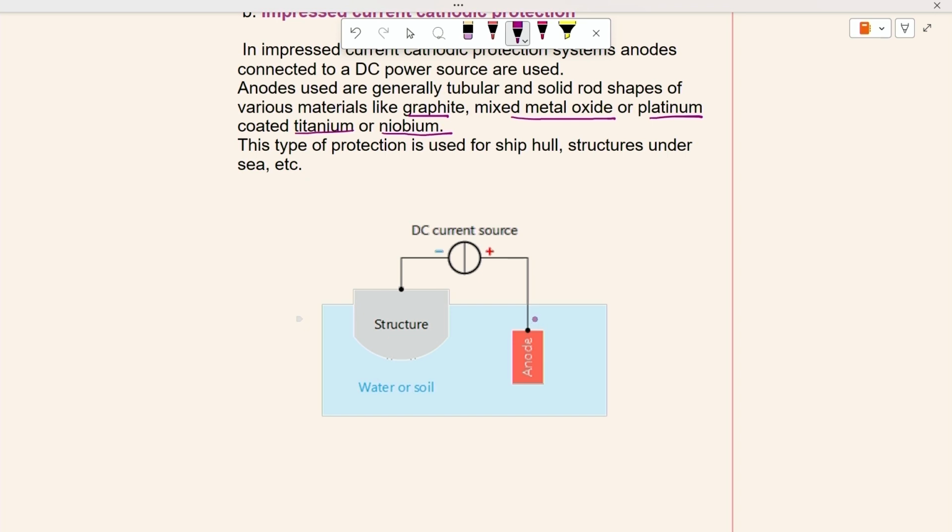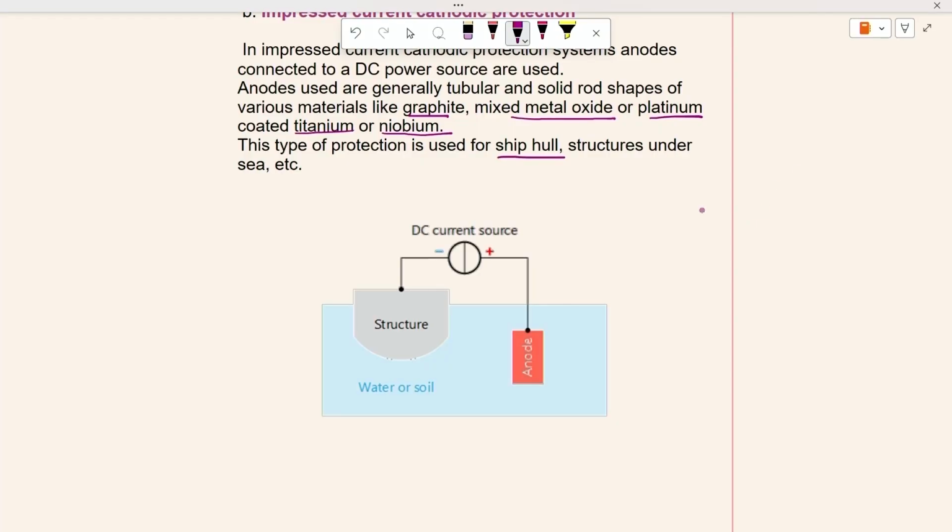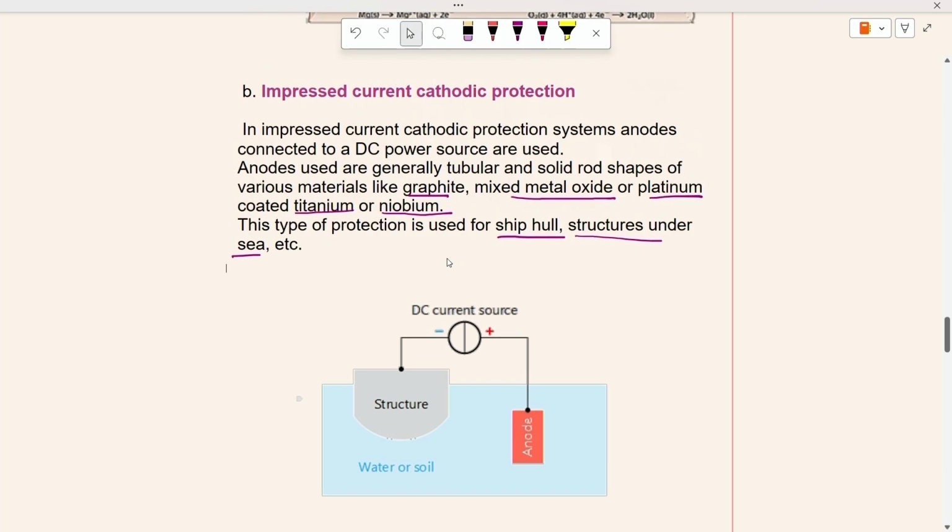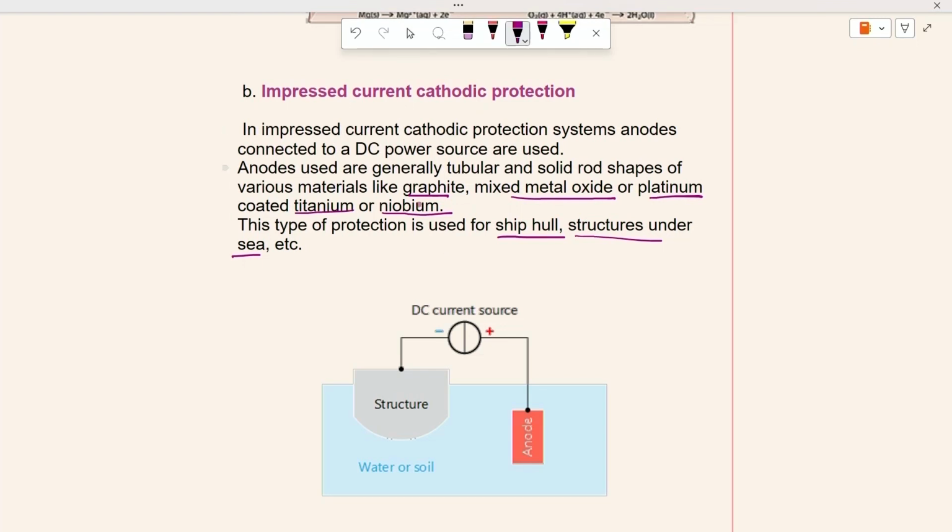This type of protection is done for ship hulls, because ships move in sea water and are exposed to a highly electrolytic solution, which enhances corrosion. Such ship hulls, as well as structures for oil refineries under the sea, are protected by impressed current cathodic protection. Here the difference is that we give a DC current, making the structure the cathode and protecting it.